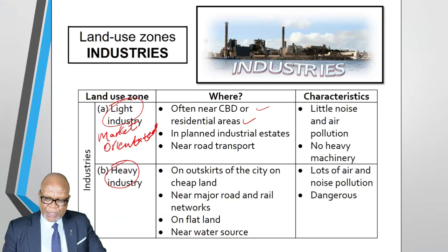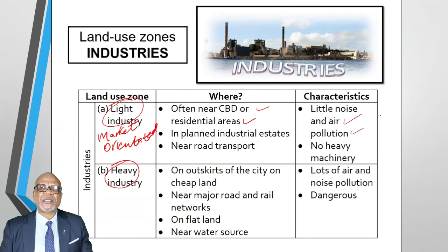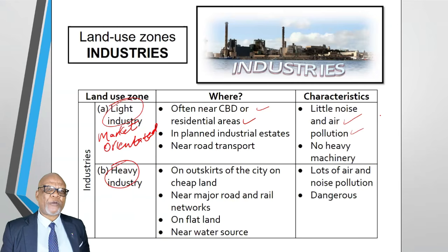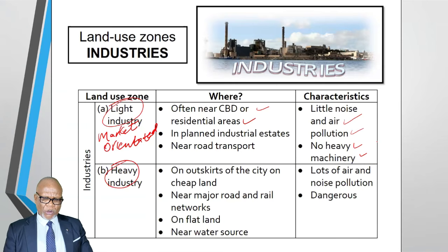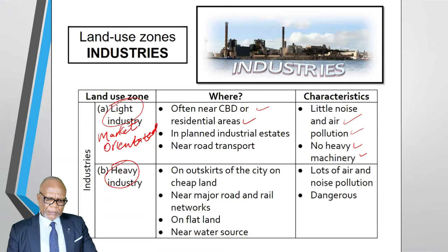And then they also produce little noise. They create little air pollution. So they can be settled closer to where people live because they don't pose a lot of health risks to people. They don't use a lot of heavy machinery, so they are not too dangerous to where people live. But now we have the heavy industries.